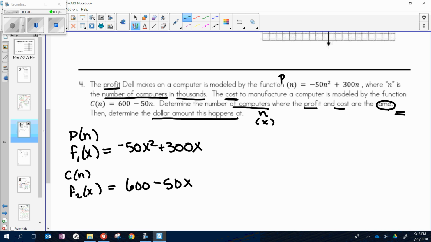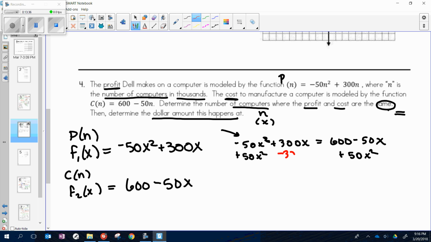Okay, let's take a look at this. Algebraically, I want them to be the same, so I want -50x² plus 300x to be equal to 600 minus 50x. Okay, this is a quadratic. You have to recognize that it's a quadratic. It's got a square. And I want the square to be positive, so I'm going to add the 50x² over to the other side. It doesn't go with anything, but I'll just put it over there for now. And I am going to subtract the 300x over to the other side also, and combine like terms.